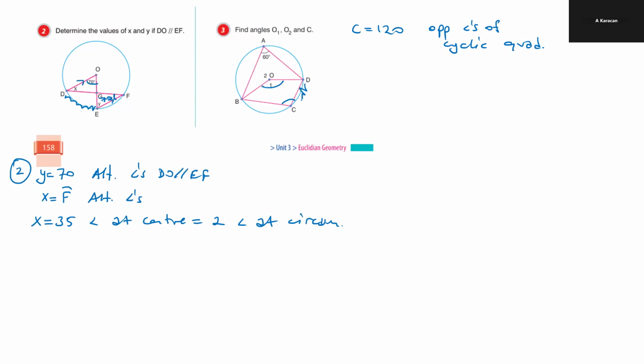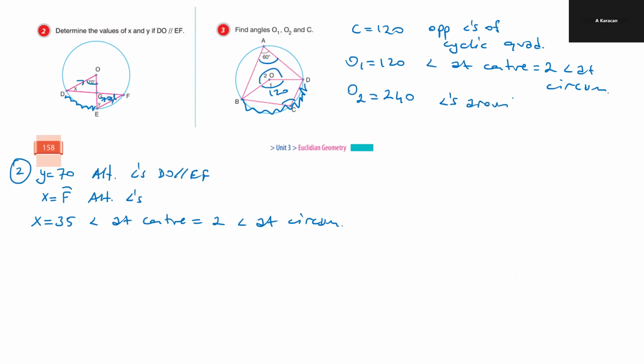O1 is subtended by arc BD. 60 is also subtended by arc BD. So O1 also will be 120. Angle at center is equal to 2 times angle at circumference. Then after you get O1 as 120, O2 will be the reflex angle, which is 240. Reason is angles around a point add up to 360. These are all the applications of the theorems.